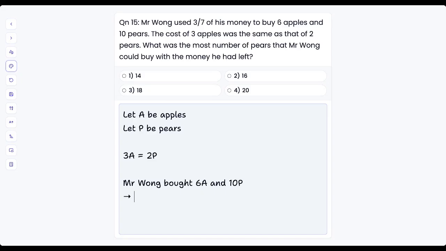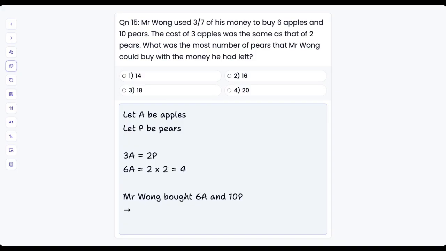So that means 6 apples. What we can do is use pears, all right? So 3 apples is 2 pears. So 6 apples is equal to 2 times 2, equal to 4 pears. Or the simplest way is 6 divided by 3 times 2, which is 4 pears. Okay, so that means 4 pears plus 10 pears equal to 14 pears, right?